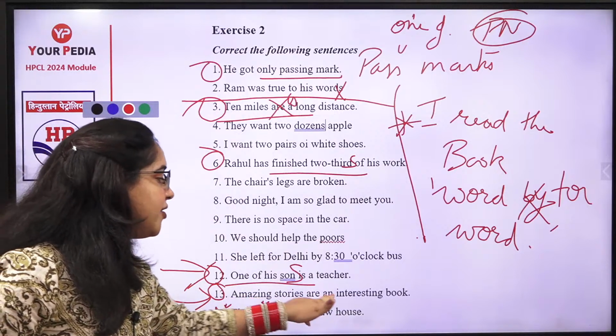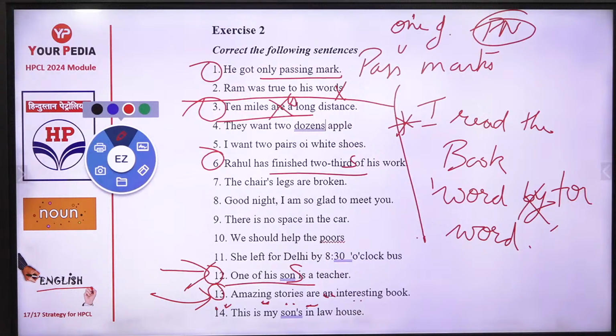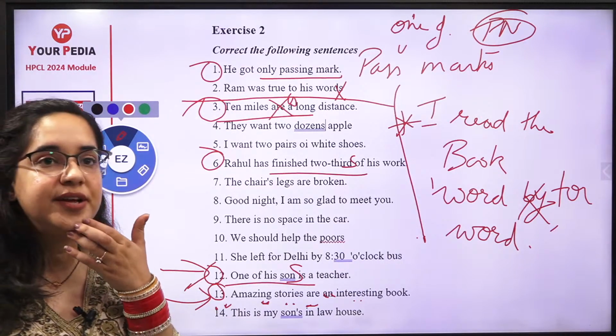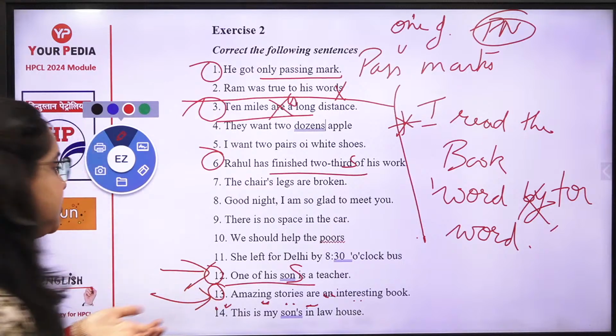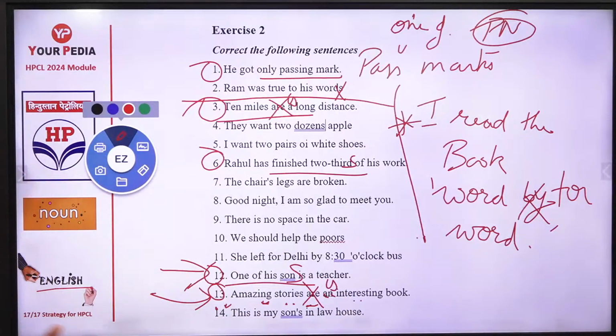Amazing stories are an interesting book. Is it right or wrong? Amazing stories are an interesting book. Is an interesting book. Very good, because we are referring to one story which I'm telling you.